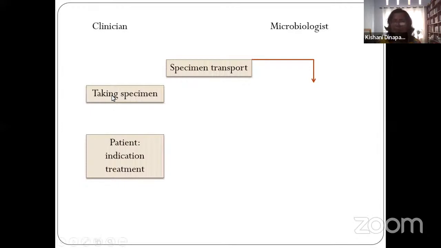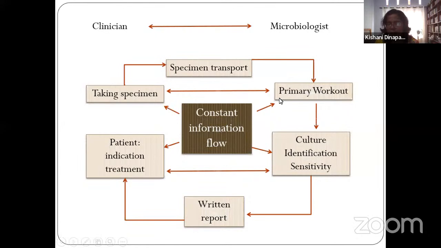Taking specimens, it is very important that you take a proper specimen, and to collect it, transport it, and store it properly would directly have an impact on the quality of culture reports. We will be talking about it later in the workshop. We need to transport this specimen to the microbiology laboratory, where we process the culture, identify, do the sensitivity, and issue a written report.